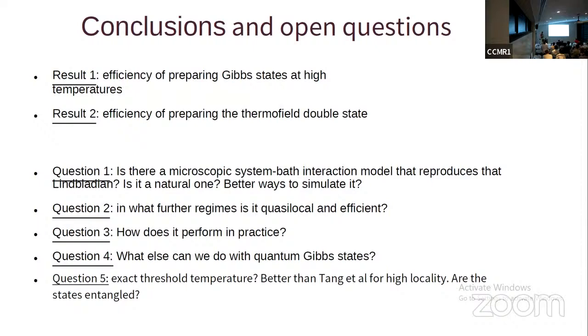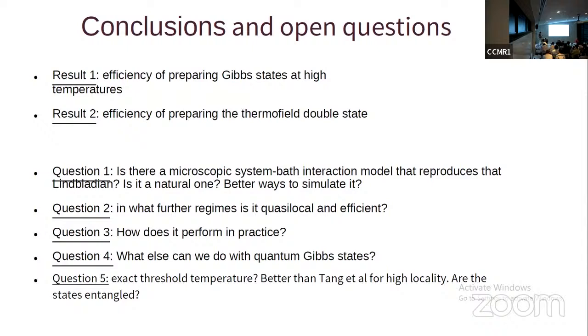More applications of Gibbs states, of course, and maybe a bit more on question number 5. I said that there's a constant threshold for the temperature over which we know it's sufficient, but I didn't give you exact constants. And the reason I didn't give them is that I don't know them.